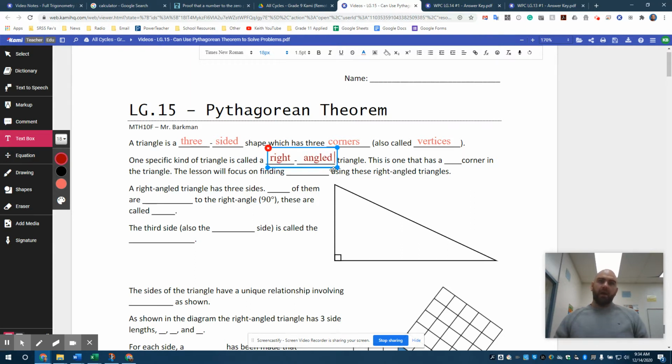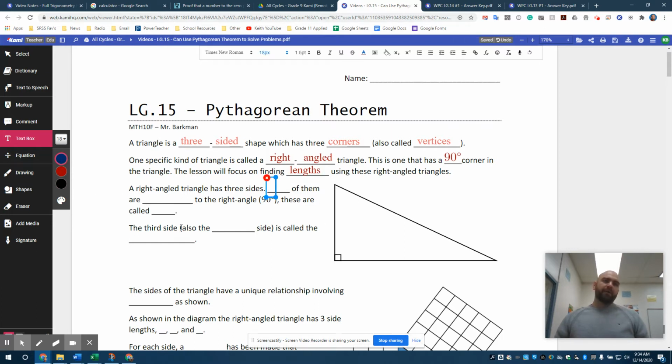A right-angled triangle is one that has a 90-degree corner in it. It is very important to remember that all triangles have three corners. Depending on the size of the angles determines the type of triangle we have. If it has a 90-degree corner, then it is what we call a right-angled triangle. In this lesson, we're going to focus on finding lengths using these right-angled triangles.